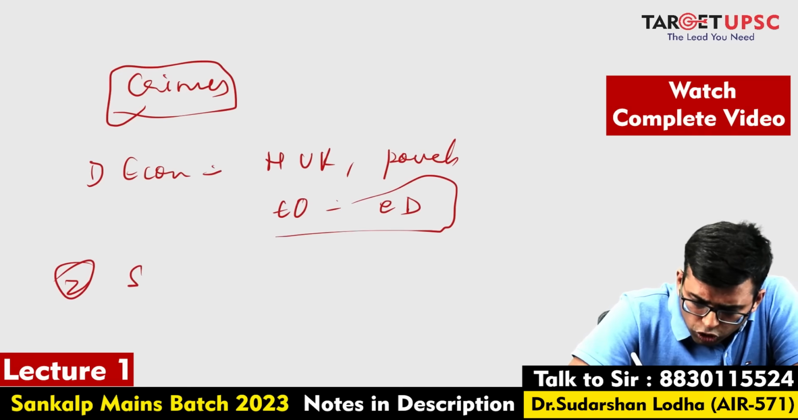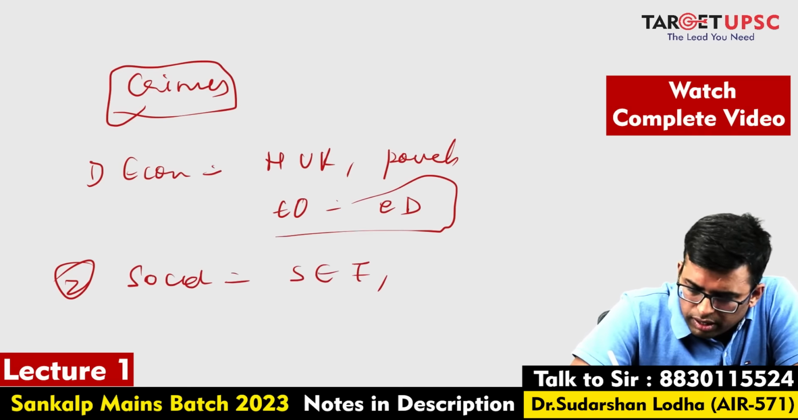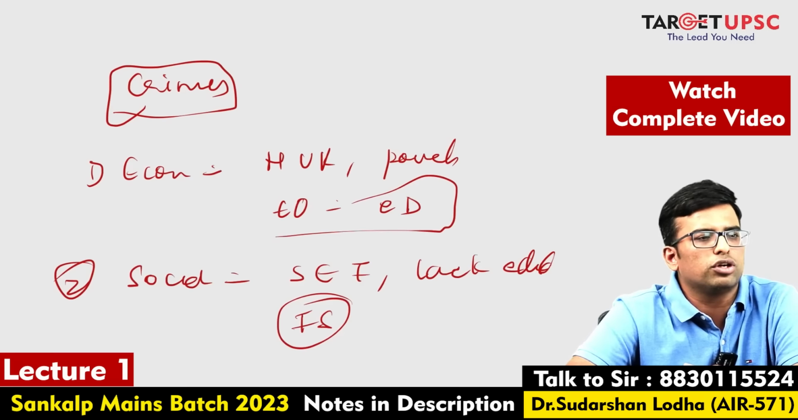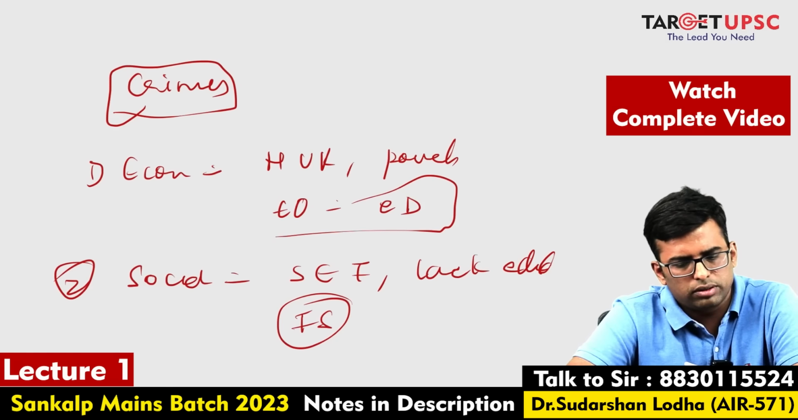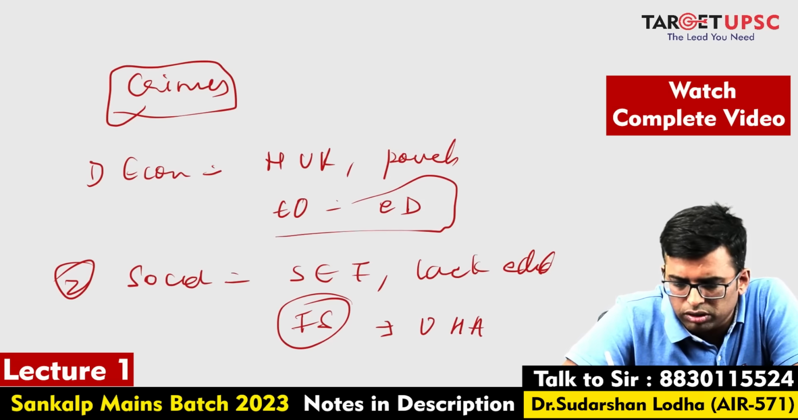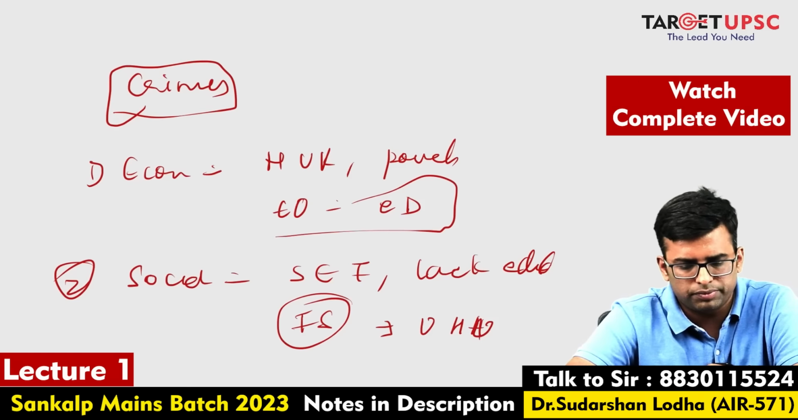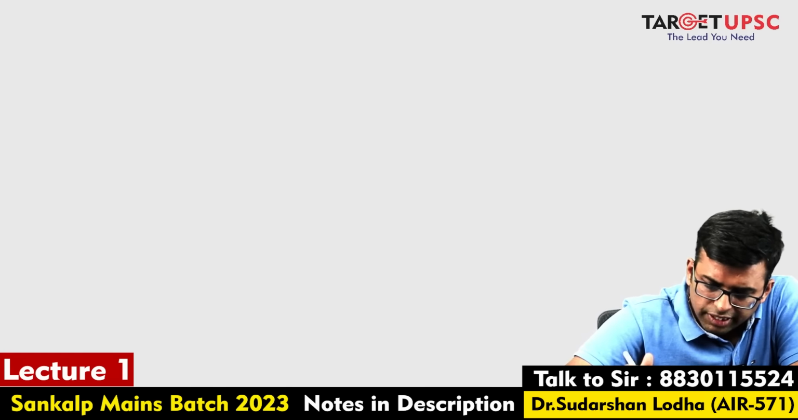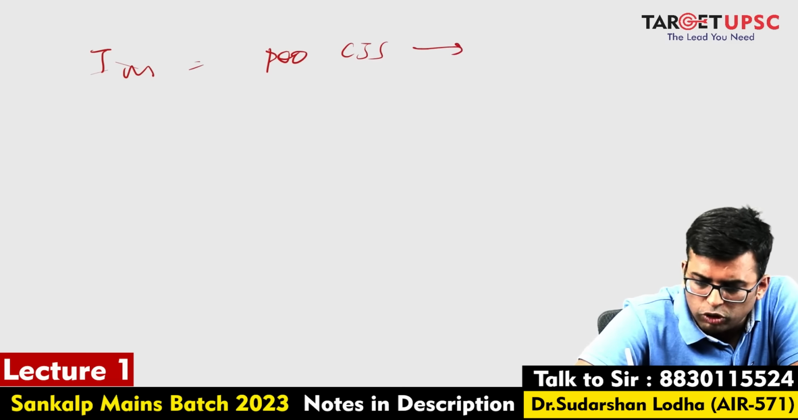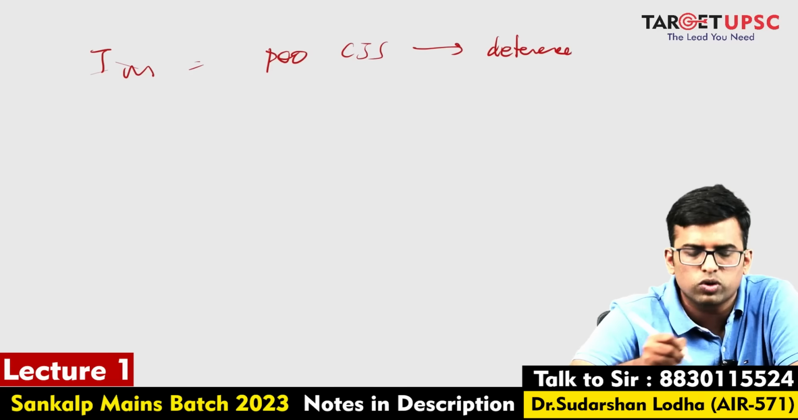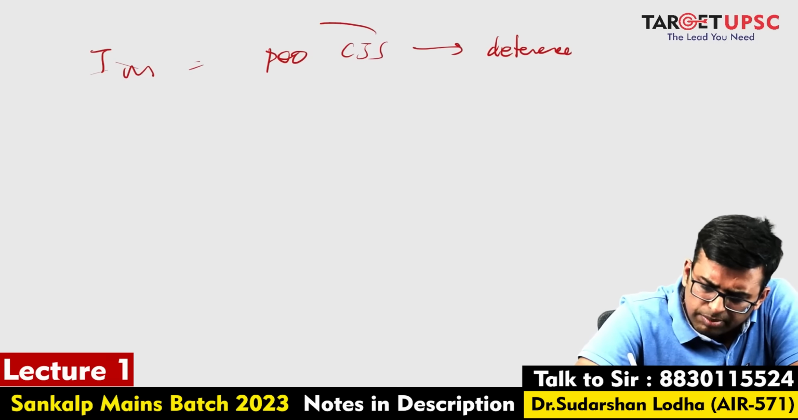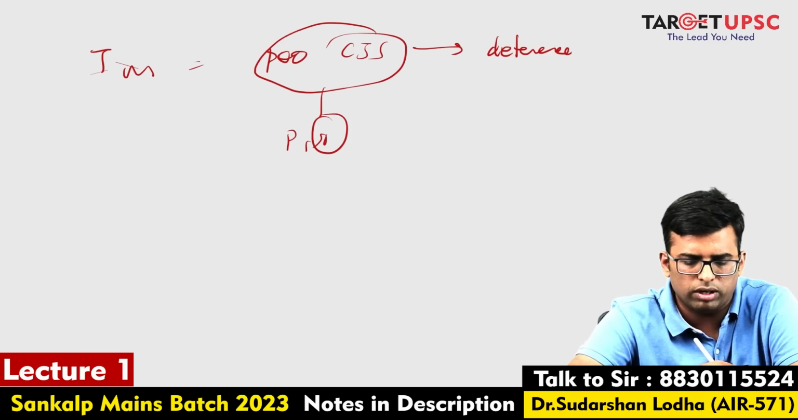Next important is social reasons: socio-economic inequality, lack of education, breakdown of family structure, unplanned haphazard urbanization. Next is institutional factors. Definitely you can write our main topic, that is the poor criminal justice system, because it is not able to develop deterrence. In the criminal justice system, everything will come: police, judiciary, everyone.